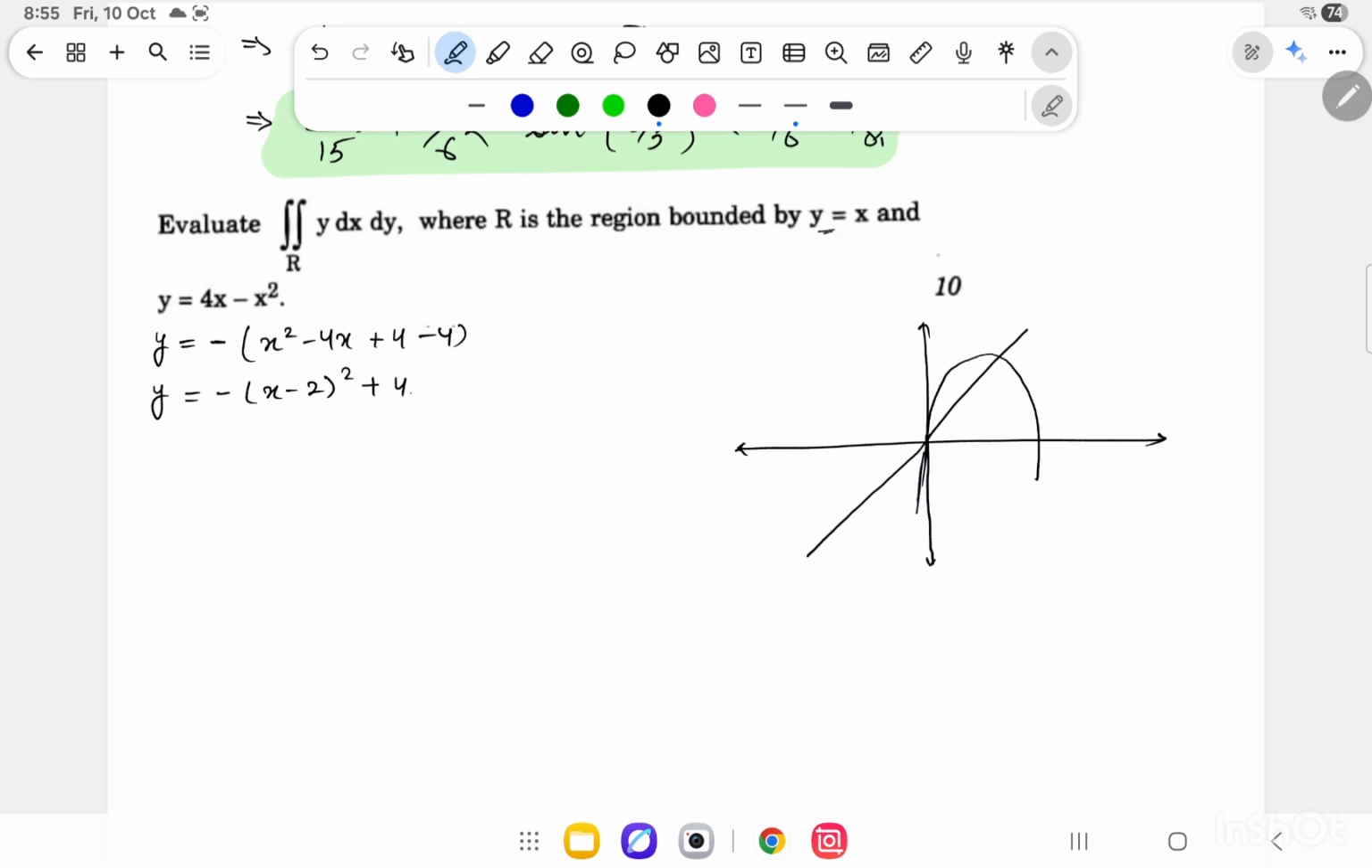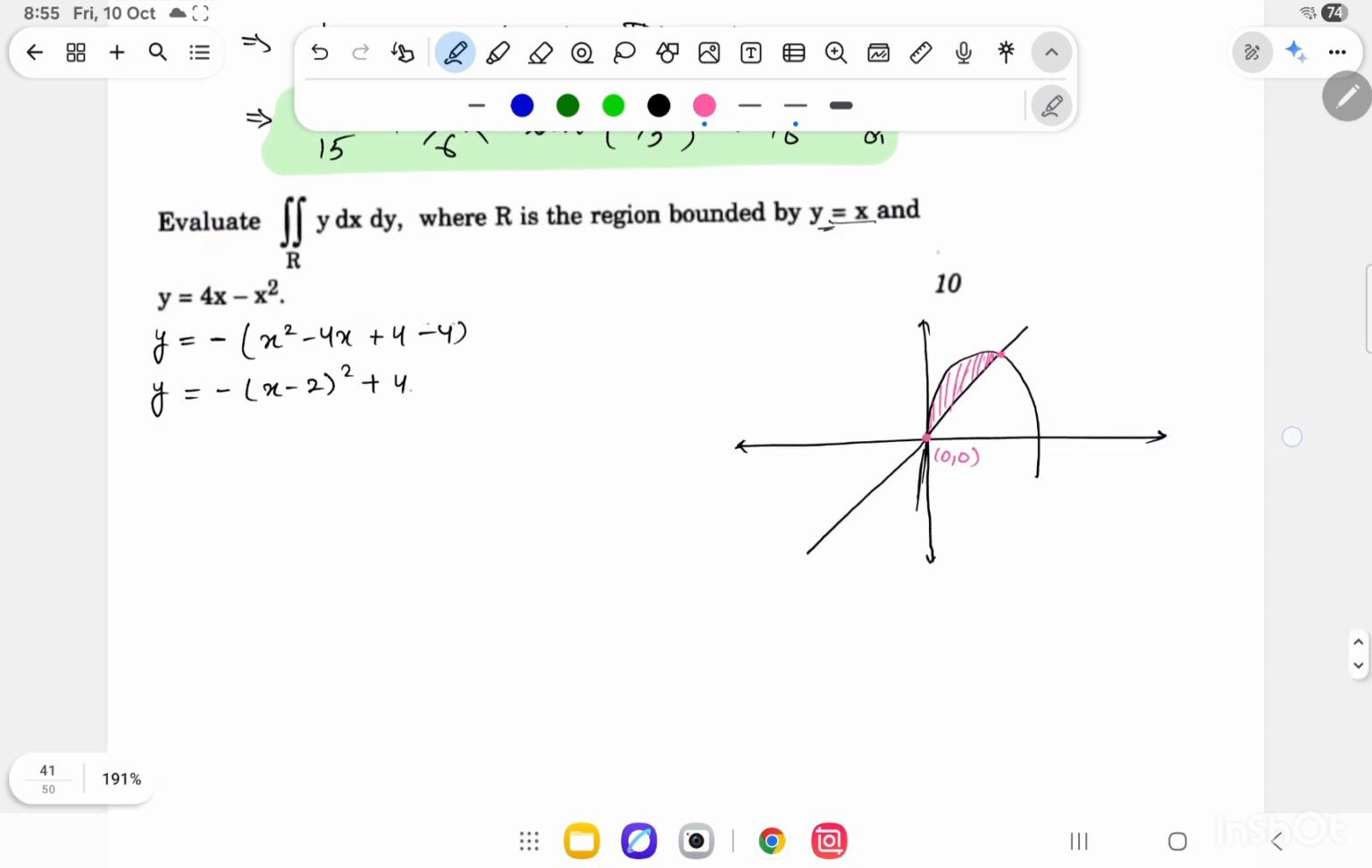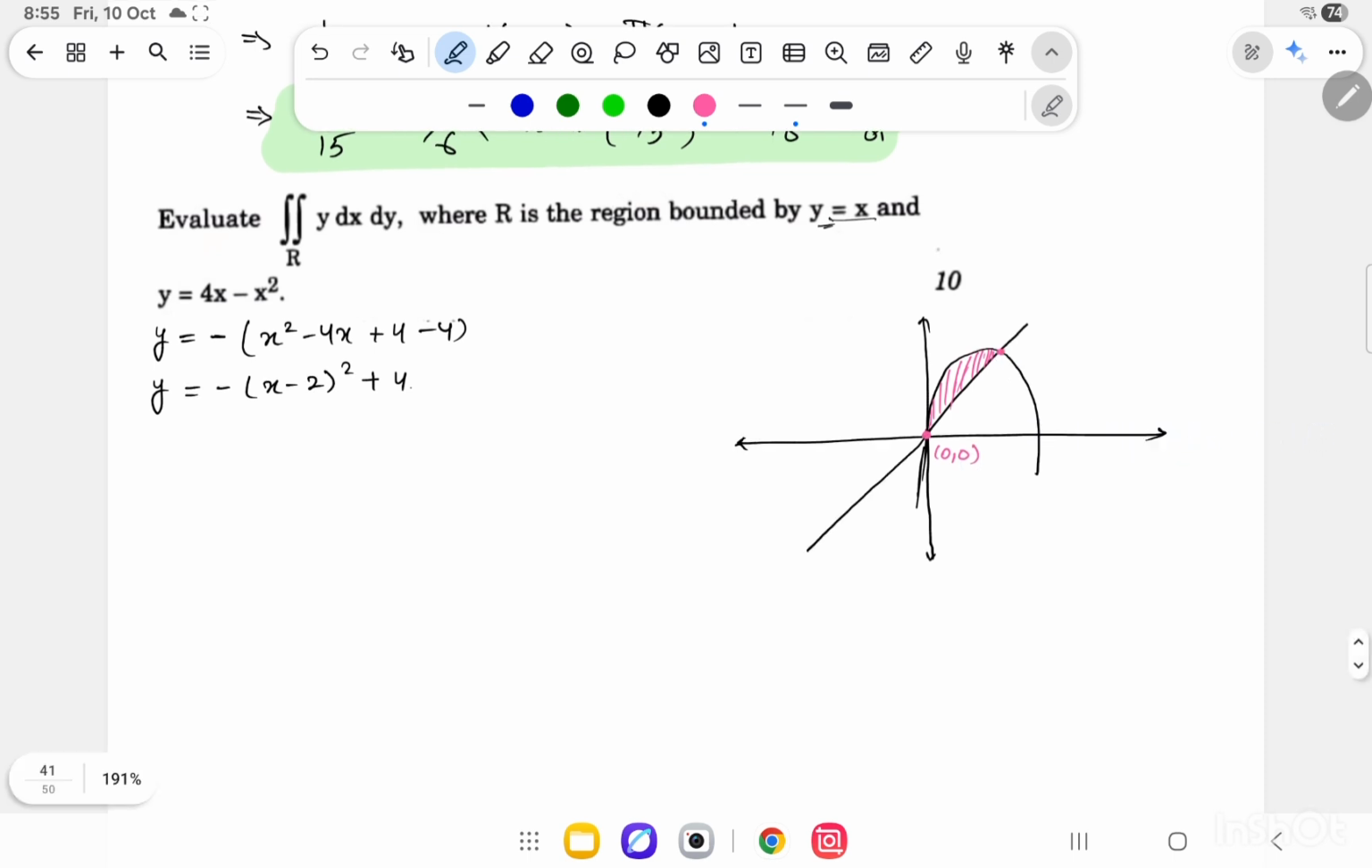So we are supposed to evaluate this over region R, where R is bounded by these two curves. Basically our region R is this shaded region that I am shading with the pink colored pen. Now let's find the intersection points. One point is (0, 0). We need the other point as well in order to know the limits of integration.